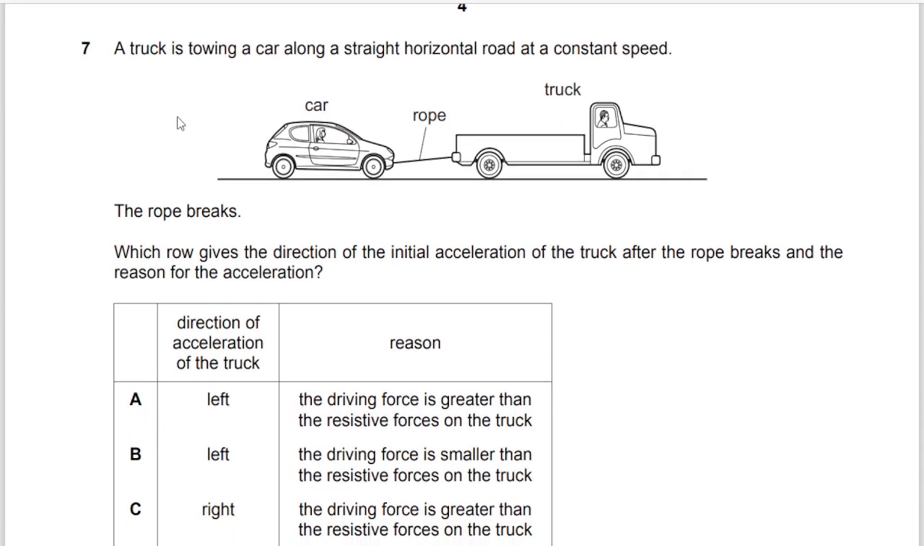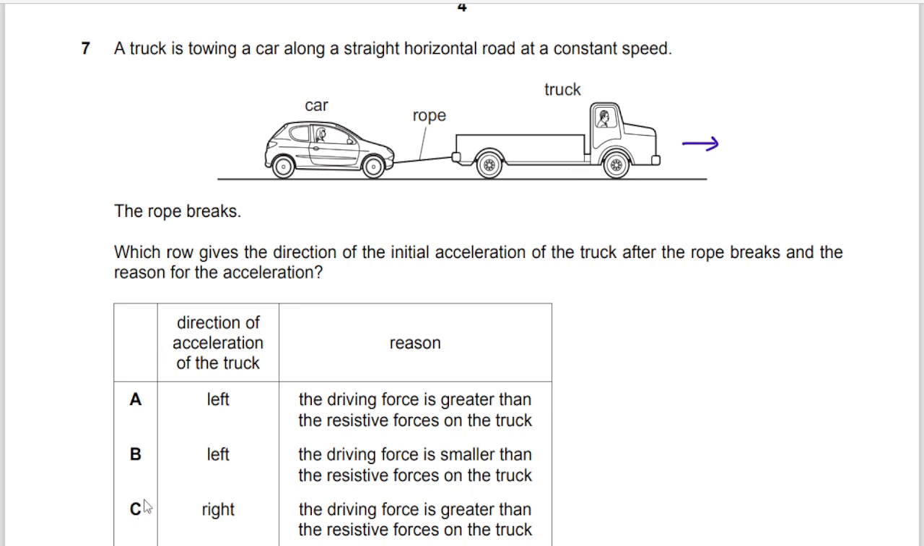Question number 7. A truck is towing a car along a straight horizontal road at a constant speed. Now the rope breaks. Which arrow gives the direction of the initial acceleration of the truck? Even if the rope breaks, the truck will accelerate towards the right. Why? Because its driving force is more than any resistive force acting on the truck.